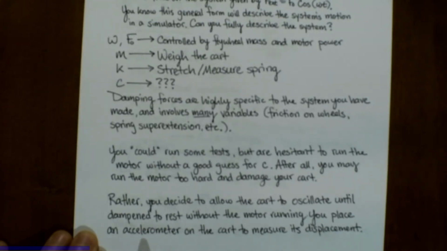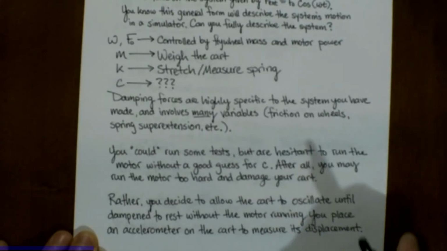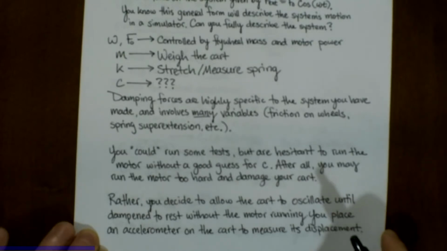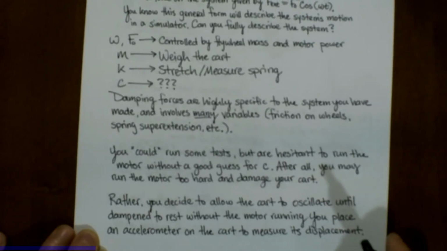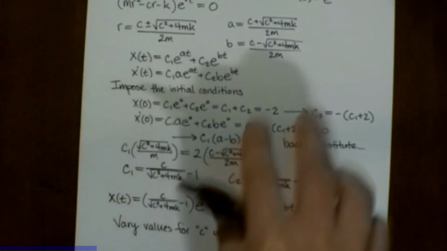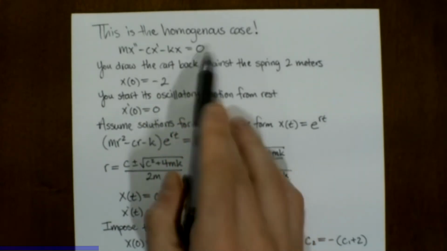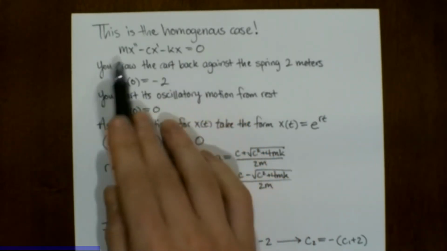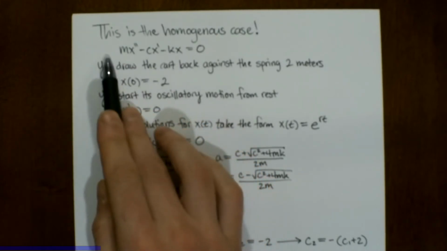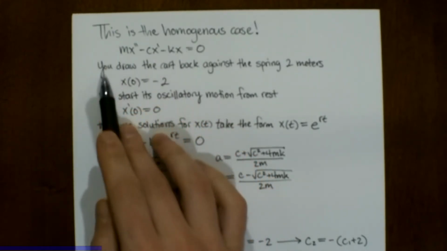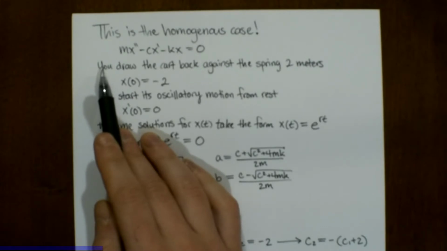So rather, you decide to allow the cart to oscillate until the damping forces return it to rest. And you place an accelerometer on top of your cart in order to measure its position and velocity and acceleration at any point in time. By not including the motor, you've eliminated the external force. This now becomes the homogeneous equation that we're used to seeing. So, let's try to find a way to find this damping force so that we can get a better idea of where we want to set our motor to get the kind of motion that we would expect.